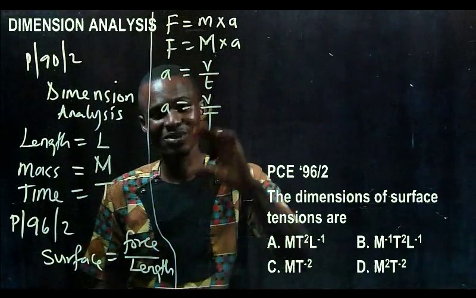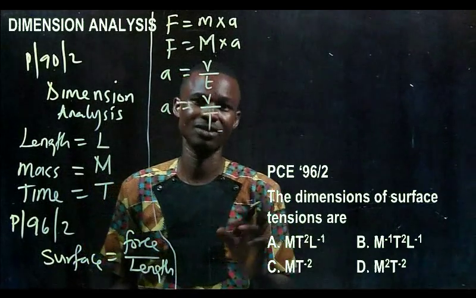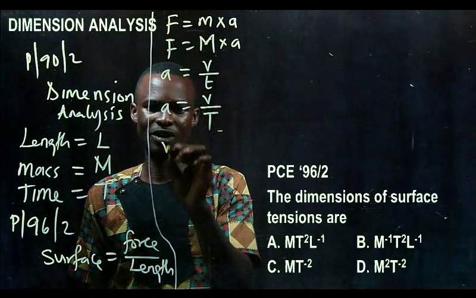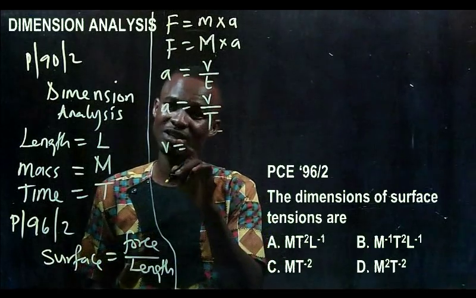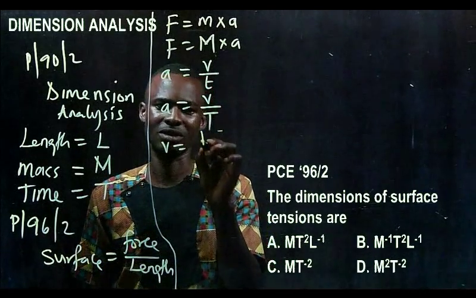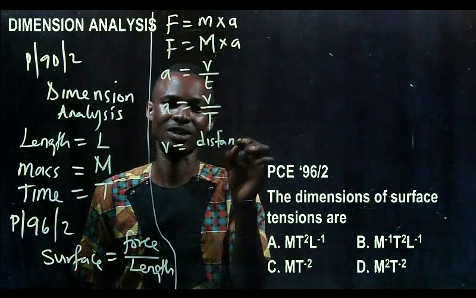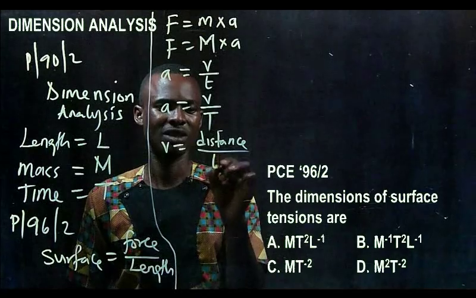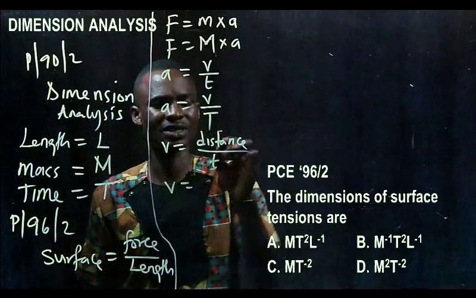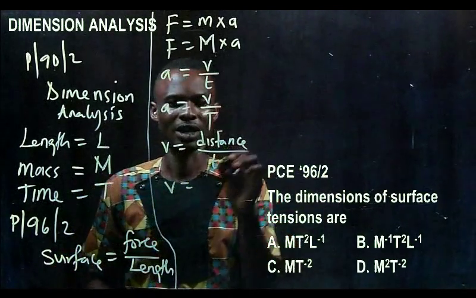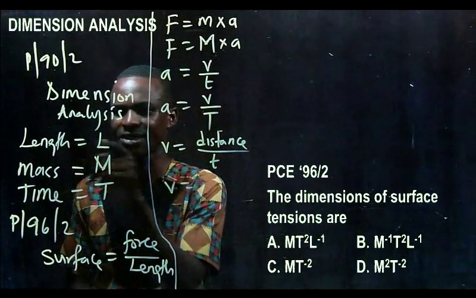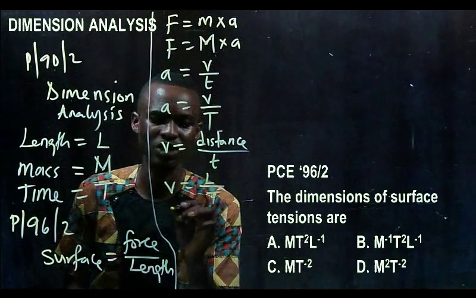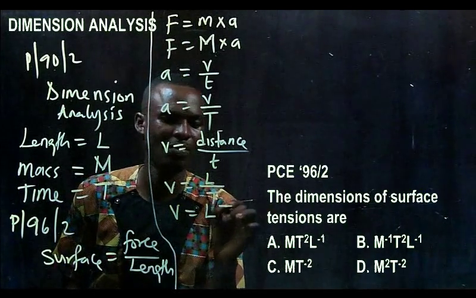Now, mind the way we are breaking it down step by step. It's very easy. Now, what is the mathematical expression for velocity? Velocity, of course, is displacement. Displacement, you can call it distance. Displacement or distance, if you like, over time. Now, distance is like length, of course. What is the dimension for length? It is capital letter L. What is the dimension for time? It is capital letter T. So the dimension for velocity is L per T.